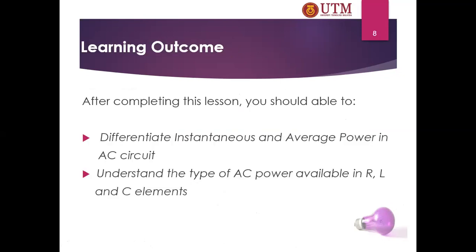So we go to our main topic, which is AC power. This is the outcome. The first outcome: the student should be able to differentiate between instantaneous and average power in an AC circuit. The second outcome: the student should know and understand the types of AC power available when the circuit contains resistor, inductor, and capacitor elements. These are the two outcomes of this topic.